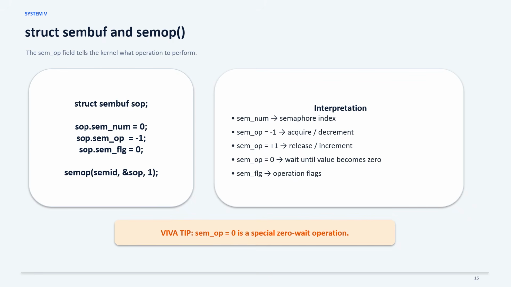A negative operation such as -1 is commonly used to acquire or decrement the semaphore, subject to System V blocking rules. A positive value such as +1 increments the semaphore. A particularly important System V case is sem_op equal to 0. This means the calling process waits until the semaphore value becomes 0. Finally, sem_flg specifies optional flags for the actual operation requested using the semop function.